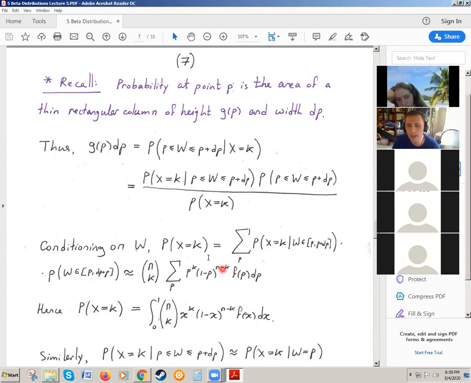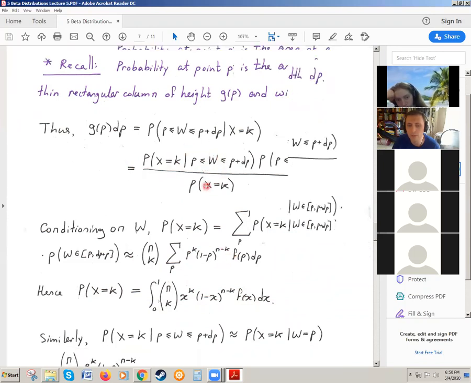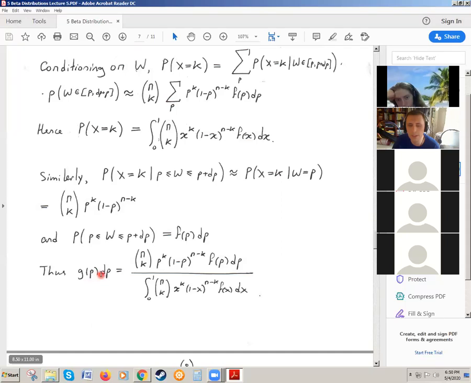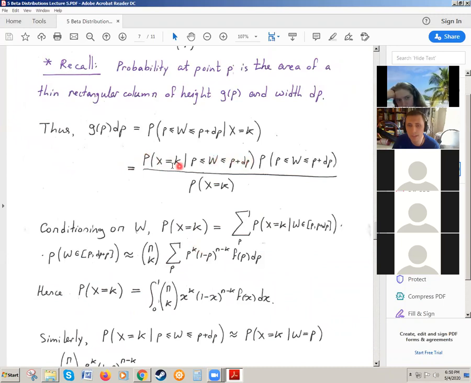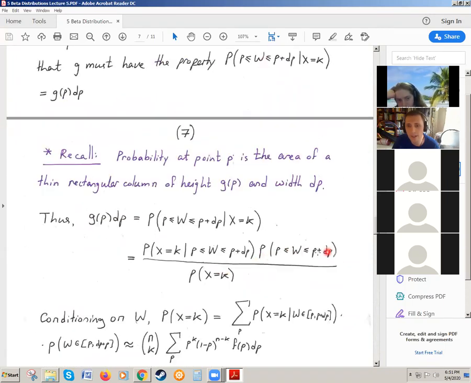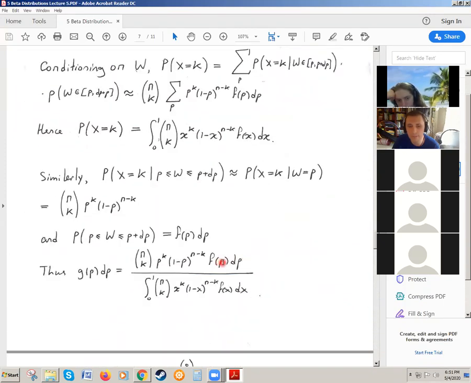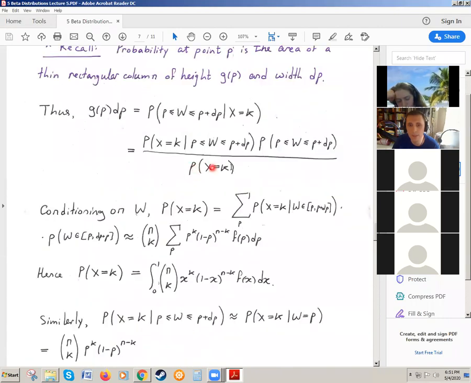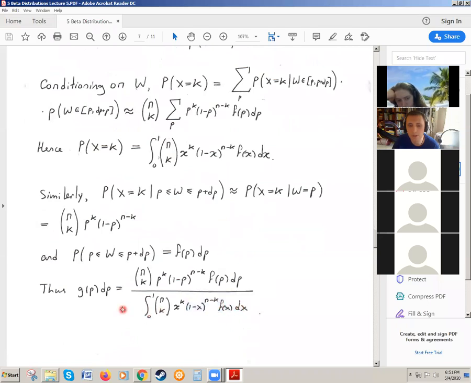Okay, so I have all the pieces in essence, right? I have all the pieces. So what is GP/dP? That is this part: n choose k, p to the k, 1 minus p to the n minus k. This part here is from here, right? That's the probability x equals k, where essentially W is p. Now, I have this part here on the numerator. That part of the numerator is fp dp, right? And then the probability x equals k is this part on the denominator.